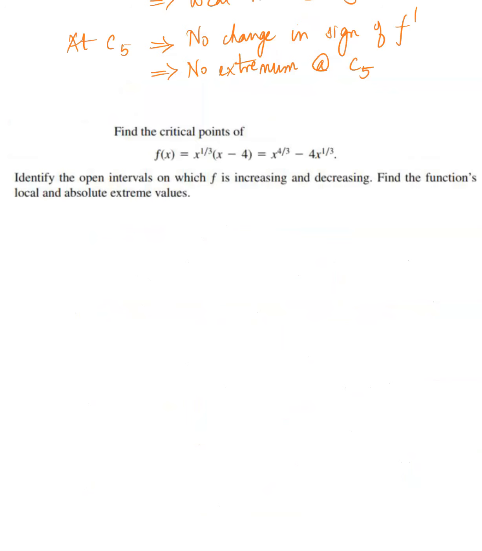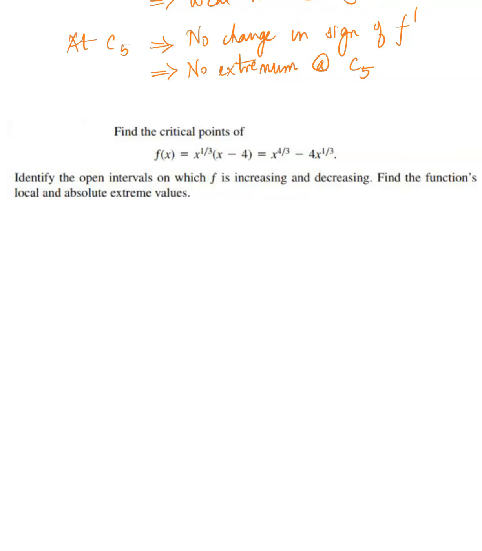Find the critical points of f of x equals x power 1/3 times x minus 4, and they expanded it for us. Identify the open intervals on which f is increasing and decreasing, and find the function's local and absolute extreme values. Two things to do here. One is to find the increasing and decreasing intervals based on the sign of the first derivative. And then, again using the sign change of the first derivative, we find the local and absolute extreme values.